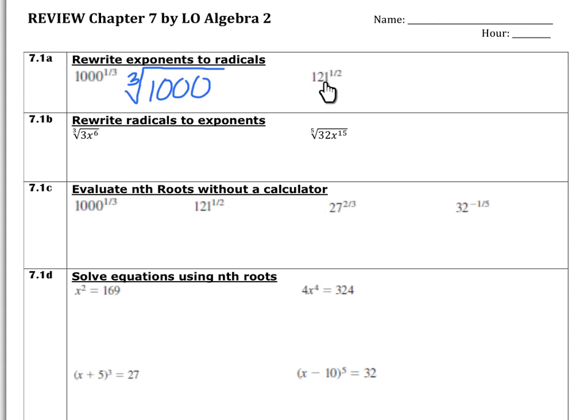Now for the second one, it's 121 to the 1/2 power. The 1/2 power just means the square root. Now for the square root, we don't actually put a little number 2 in there. It's already implied that it's there.